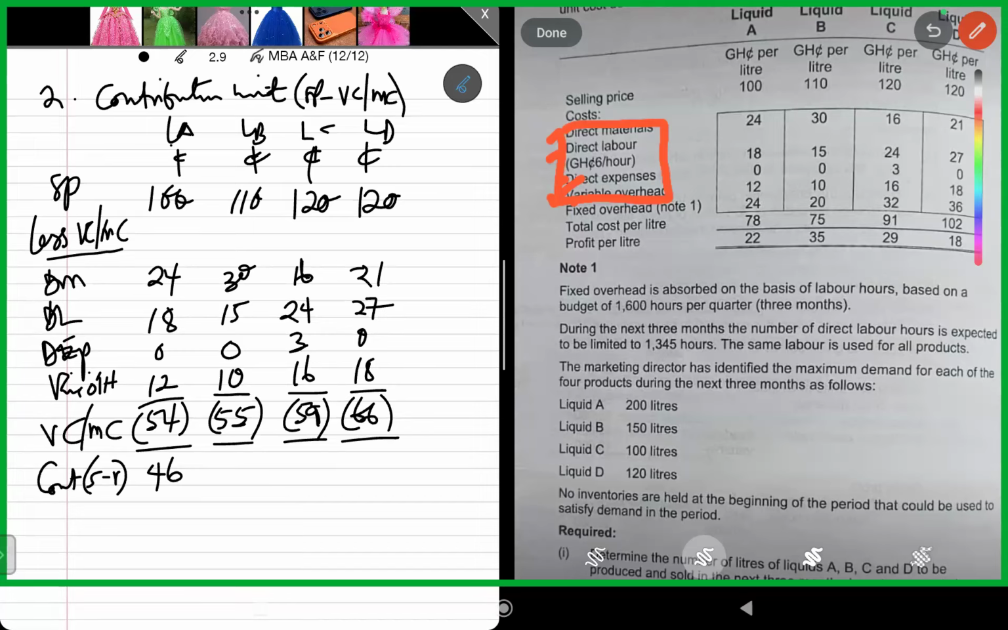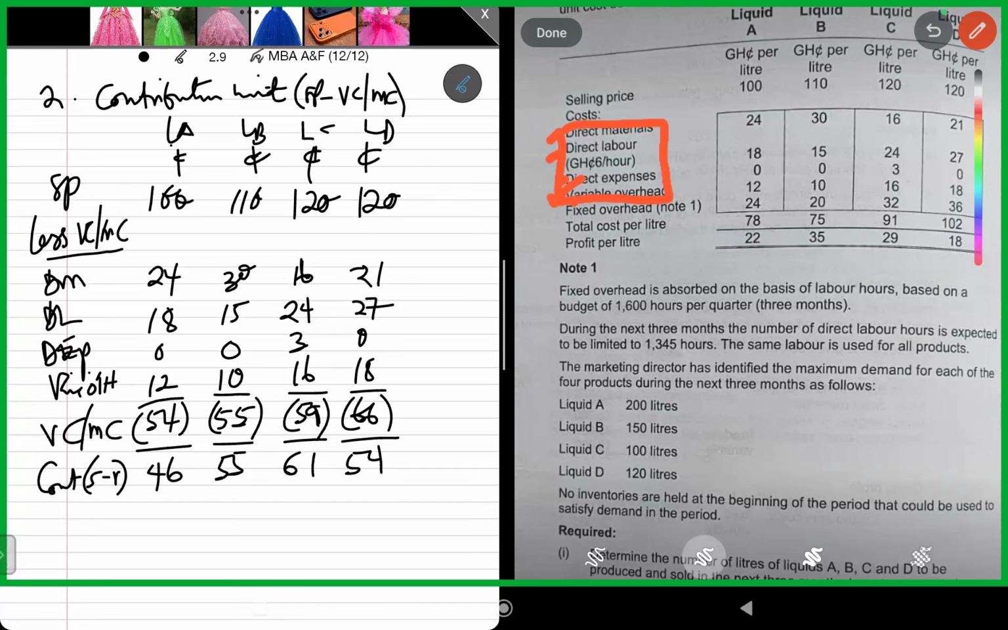55. 61. And 54. What is the third step? To get the per unit. So this is per unit. Why is it per unit? Because the figures in the question are all per unit. The data: selling price is 100 cedis per liter. Per liter means per unit.